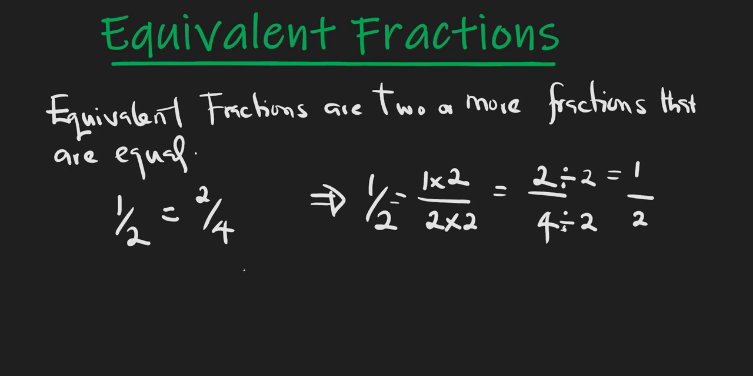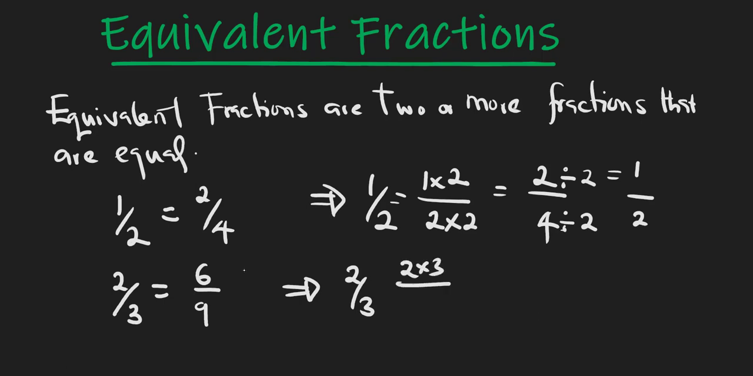Another example is 2 over 3, which is the same as 6 over 9. Why? Because if you take 2 over 3 and multiply the numerator by 3, 2 times 3, and multiply the denominator by the same number 3, we have 2 times 3 is 6 and 3 times 3 is 9. Also, to get back, we divide the numerator and the denominator by the same number 3. So 6 divided by 3 is 2 and 9 divided by 3 is 3.